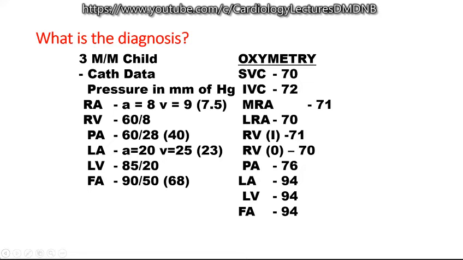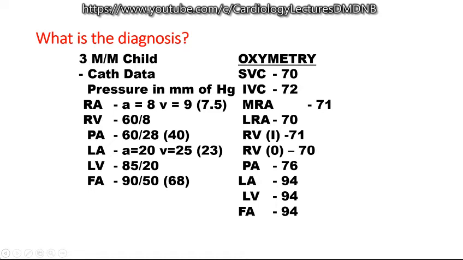So in the LA, A is 20, V is 25, and mean is 23, grossly elevated, sir, and V is more than A, sir. Okay. Is it a normal pattern? Usually, in the LA, V is more than A, but we expect only 1 or 2 millimeters. Here it is 5.